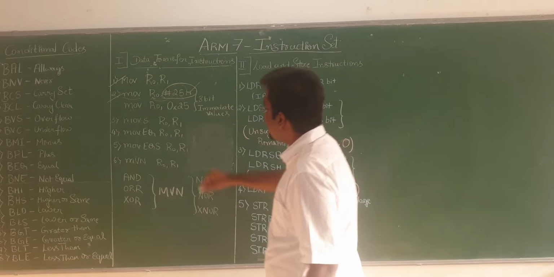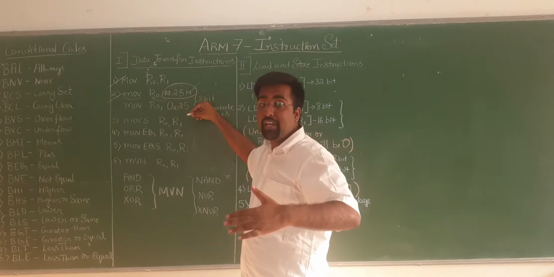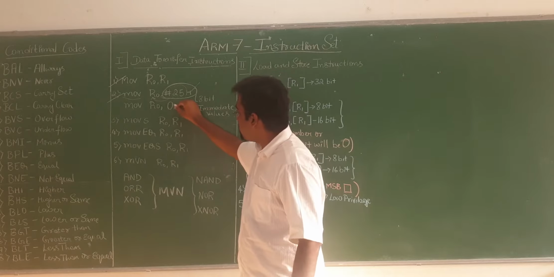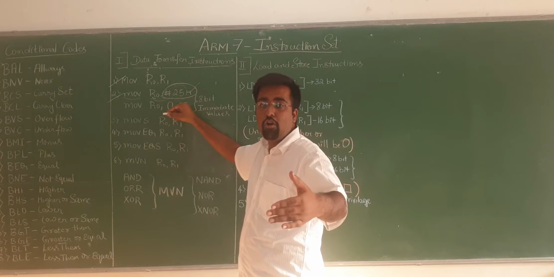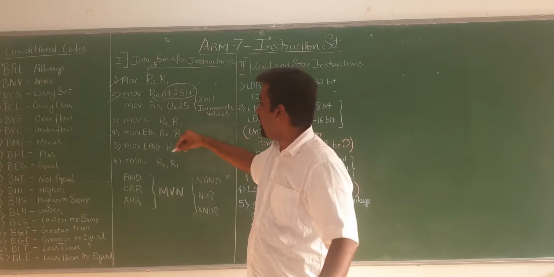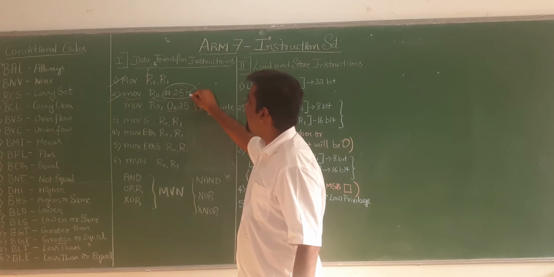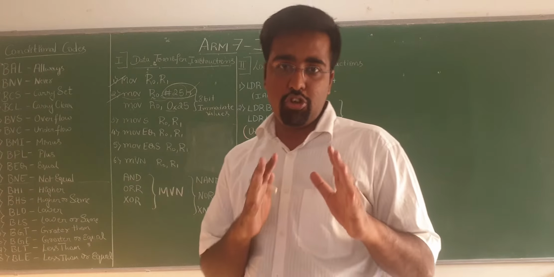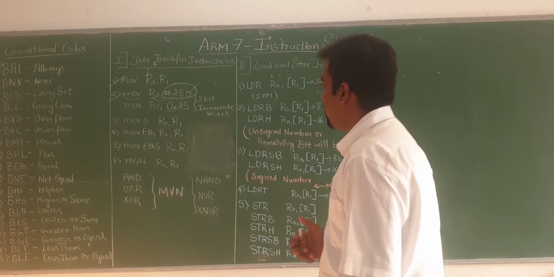Okay, so this #25h can also be represented as 0x25, 0 cross mark 25. The meaning of the instruction is the same. 0x represents the h. It is still a hexadecimal value. I hope you are able to understand now.